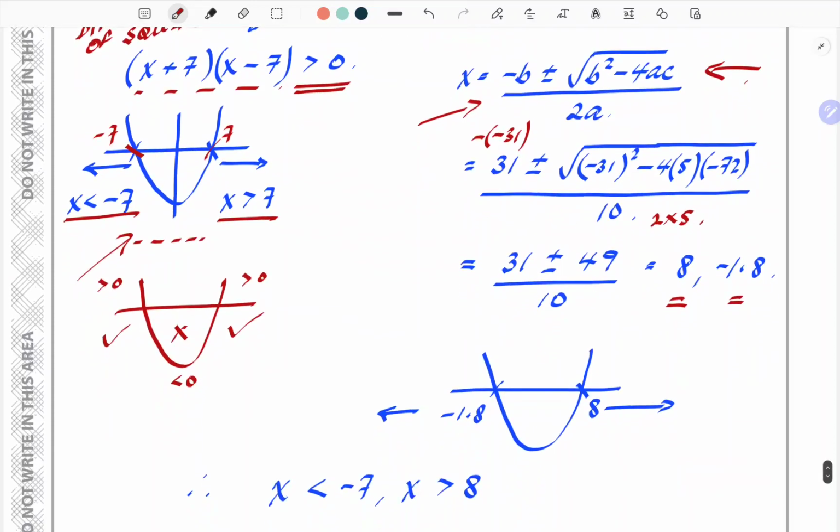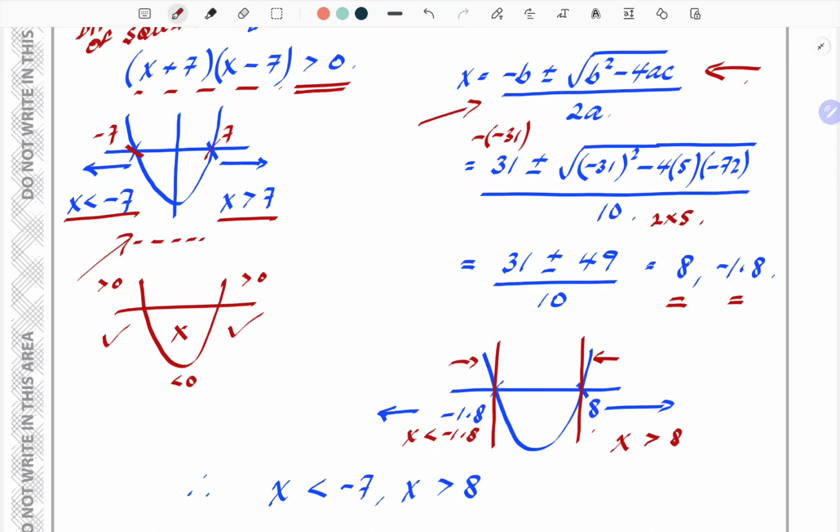All right. Again, a little sketch. Okay. And all you need to do is to mark the values. So if you look at it like that and like that, these are the bits that we want, greater than 0. So you have to be greater than 8, right, on this side. So x is greater than 8. And on this side, x is less than minus 1.8.